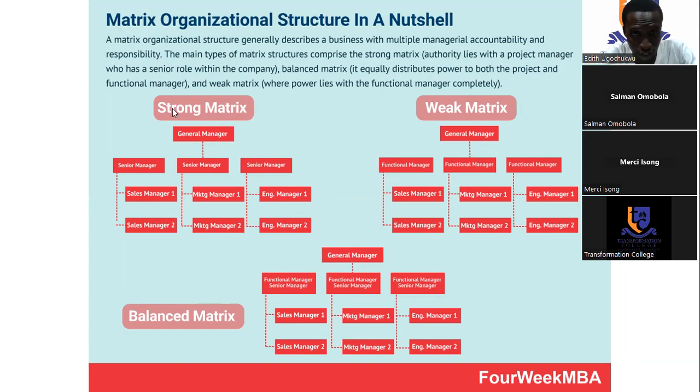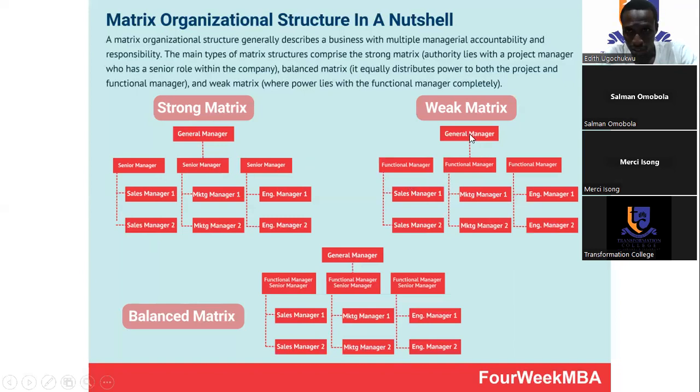So you now see a strong matrix, from the general manager to the senior managers. Then you see under the first senior manager, sales manager 1 and sales manager 2 report directly to the senior manager. Marketing manager 1 and marketing manager 2 report to the other senior manager. Engineering manager 1 and engineering manager 2 report to the third senior manager. You understand now? So this is a strong matrix.